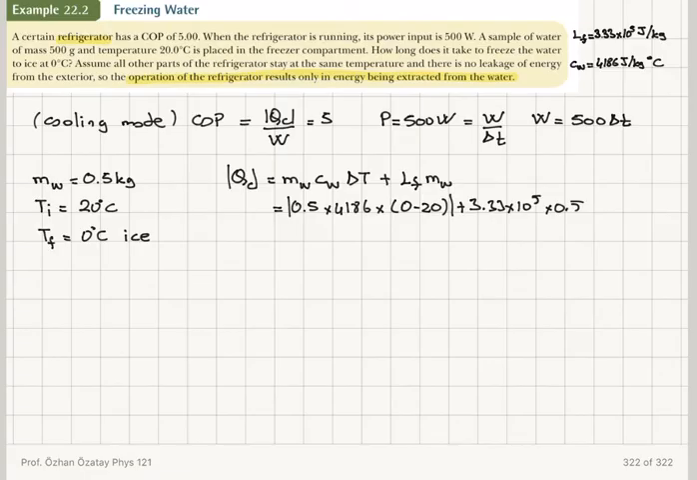So this is going to be my QC, and therefore my delta T will be found from the coefficient of performance. QC is equal to 5 times the work done, so it will be equal to 2500 delta T. So I'm going to find that delta T is equal to QC divided by 2500, which is 83.3 seconds. All right, so this will be the total time it takes to freeze the water.